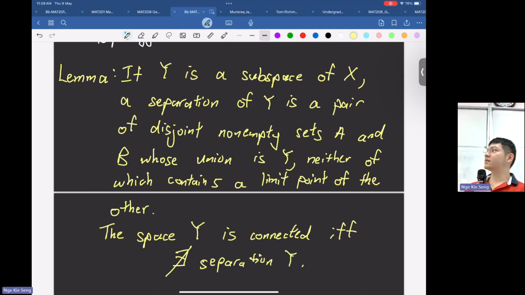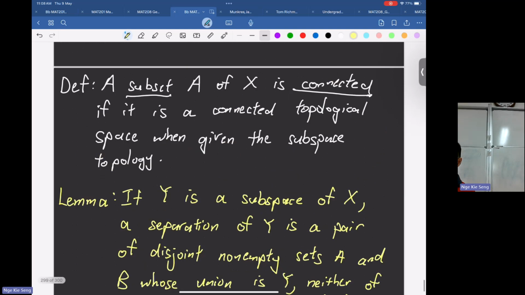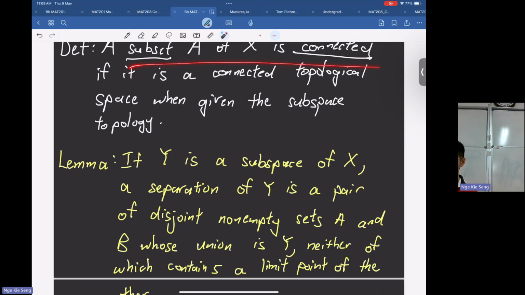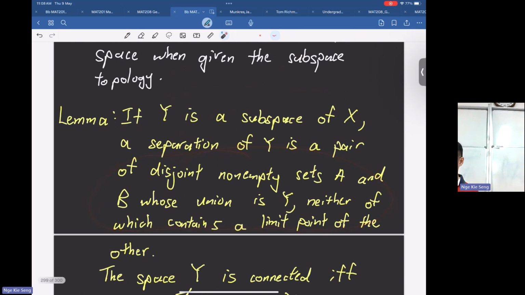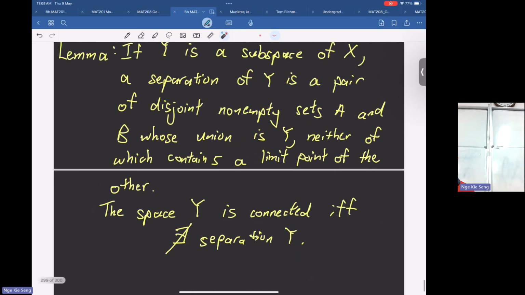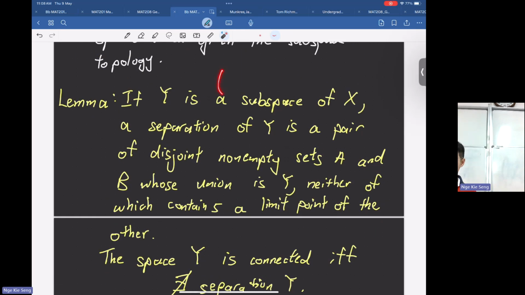So what's this lemma asking? Just now I defined how a subspace is connected. So actually we need to show the equivalence between the two definitions. Just now I described how a subset is connected, and then here we give another criterion for the separation of Y. We are trying to show equivalence between these two.